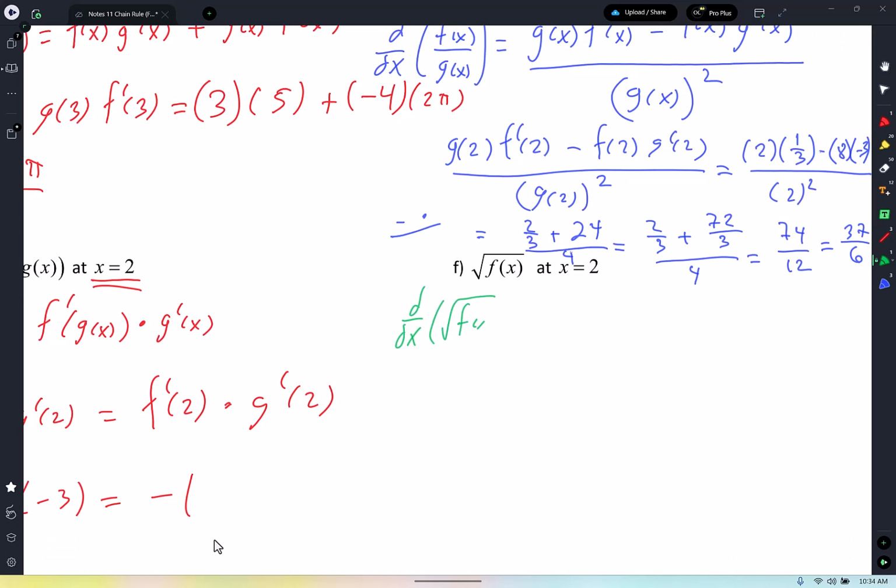So one more chain rule. Let's rewrite this: d/dx of the square root of f of x is the same thing as saying d/dx of f of x to the power 1/2. Do you guys see that?